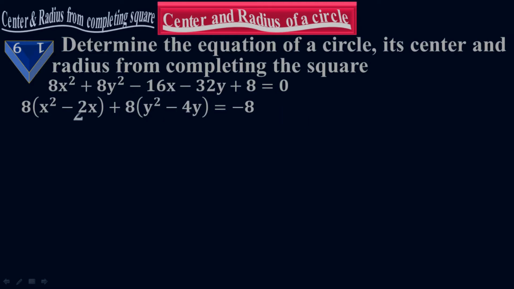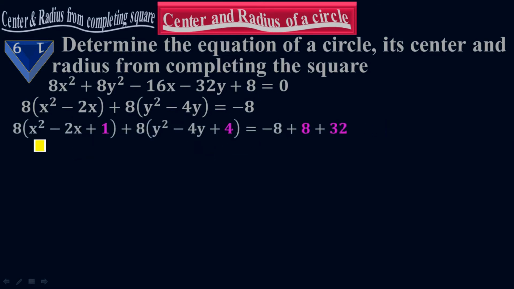So let's do it. Pick the mid value here, which is 2 divided by 2. It equals 1. The square of 1 will be the same, 1. So just add 1 here and also to the right side. Similarly here, pick 4 and divide it by 2. It equals 2. The square of 2 will be 4. Add 4 here and also to the right side. Which equals 8 into x squared minus 2x plus 1 plus 8 into y squared minus 4y plus 4 equals minus 8 plus 8 plus 32.